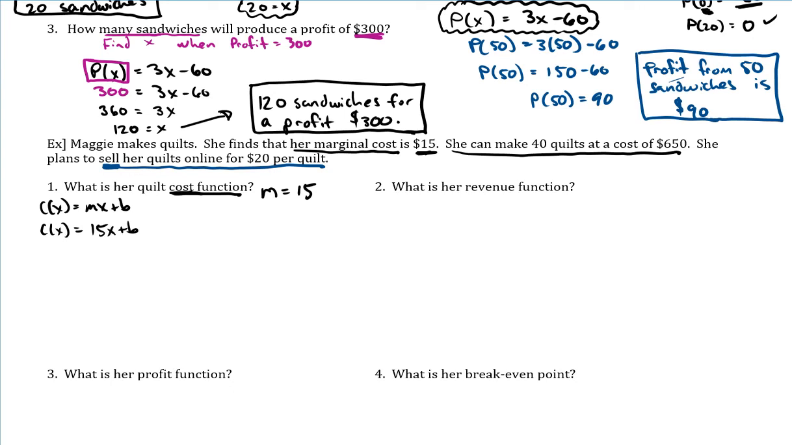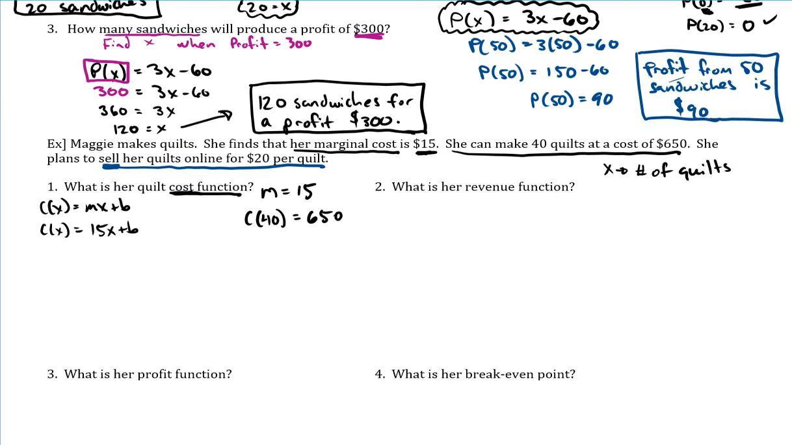The second line here that's underlined: she can make 40 quilts at a cost of $650. So this is telling us our number of quilts. Let's go ahead and get our variables too. The dollar amounts are the cost or the revenue or the profit, but x involves the number of quilts. That's our number of something. And then the 650 is going to represent the cost. So in this line, they're saying the cost of 40 quilts is equal to $650. That's how we can break it down in math notation.